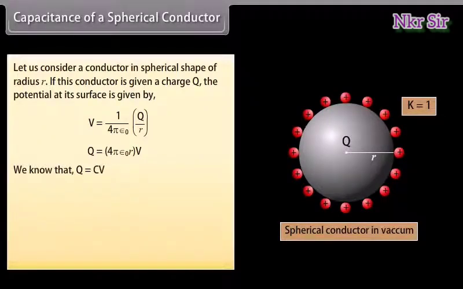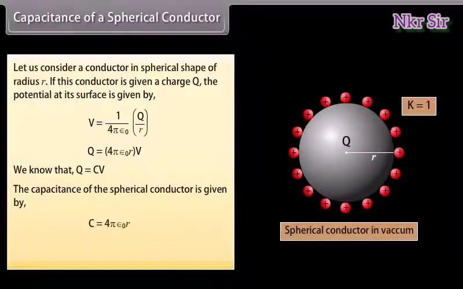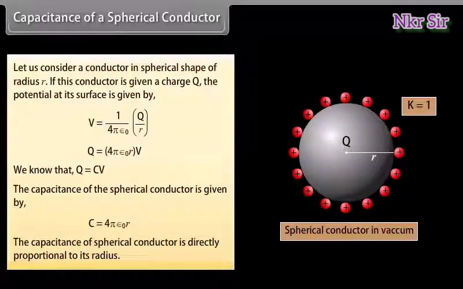We know that Q is equal to CV. On comparing the above equations, the capacitance of the spherical conductor is given by C is equal to 4 pi epsilon not R. This relation shows that the capacitance of a spherical conductor is directly proportional to its radius. The larger the radius, the larger its capacitance. This expression is true for a conductor placed in air or vacuum.